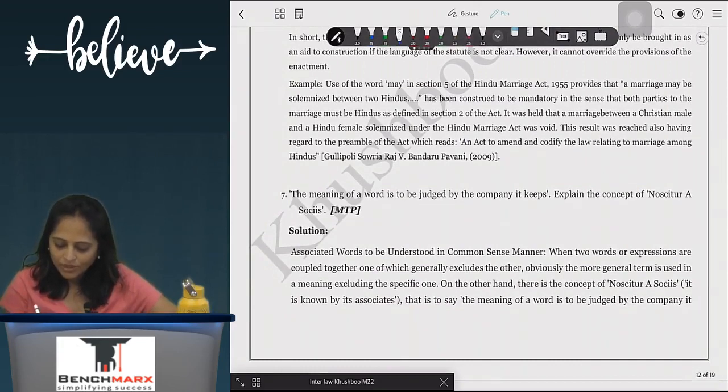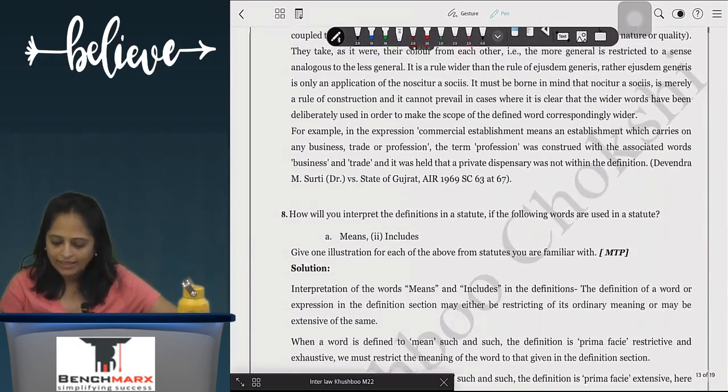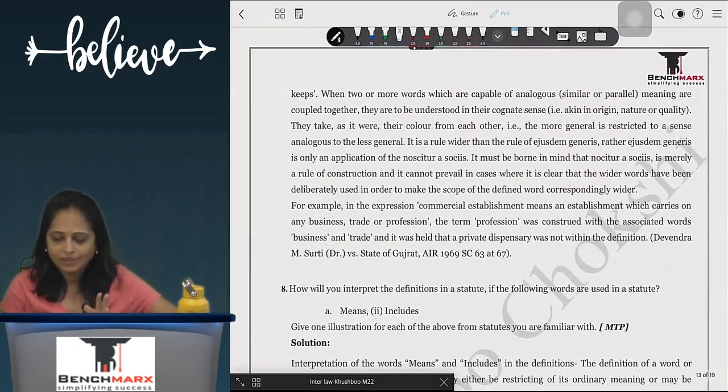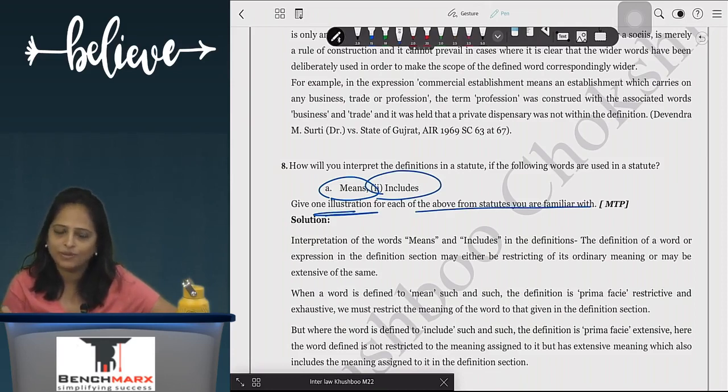The meaning of the word is to be judged by the company it keeps. Explain the concept of noscitur a sociis. Again, you have to say secondary rule of interpretation and then explain, giving the fresh juice, orange juice example. How will you interpret the following words? Means, includes. Give one illustration for each of the above from the statutes you are familiar with.